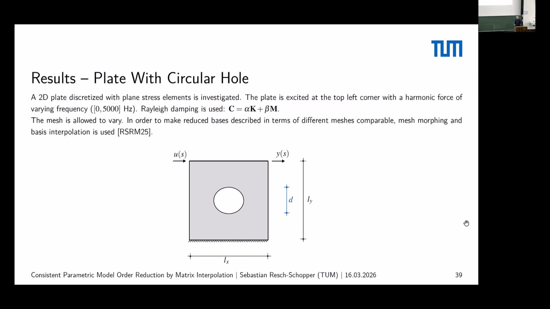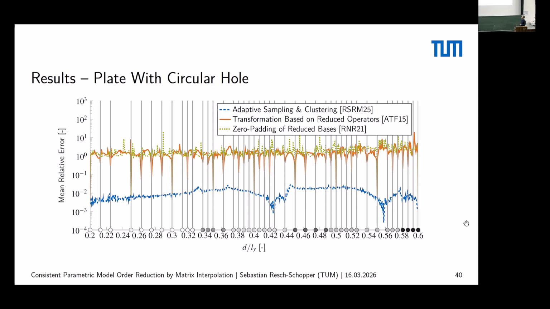And this is not possible in the classical or initial approach of the pMOR by matrix interpolation, because you need to somehow compare the subspaces, you need to do the product of the bases. So what we did to solve this problem is to perform a morphing of all the meshes to a reference mesh, and then evaluate the reduced bases on this reference mesh so that they're all comparable to each other. And if we do so, then we can apply this to this problem.